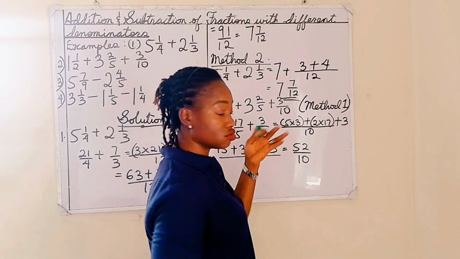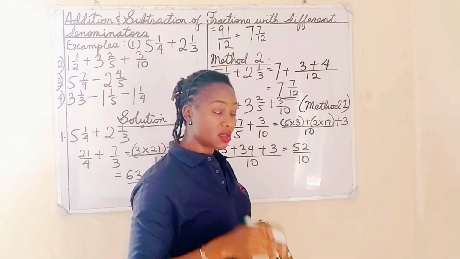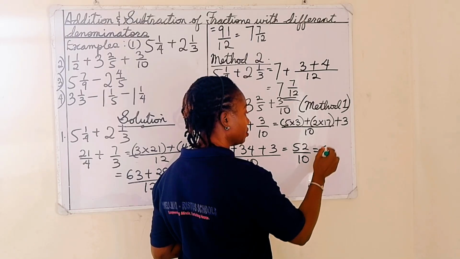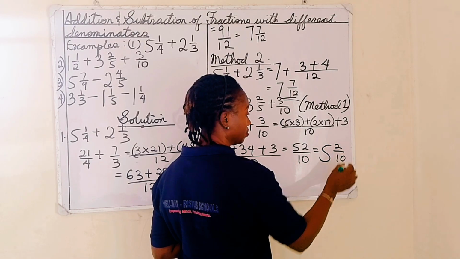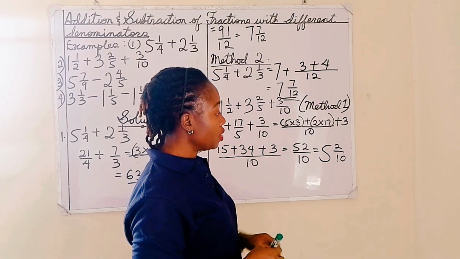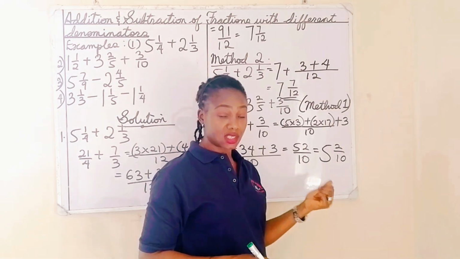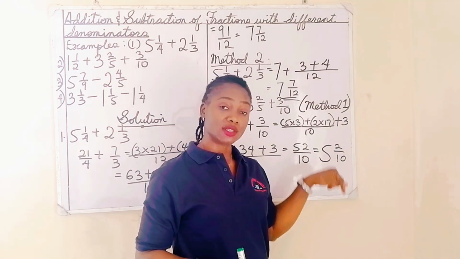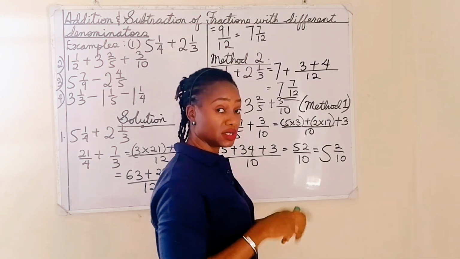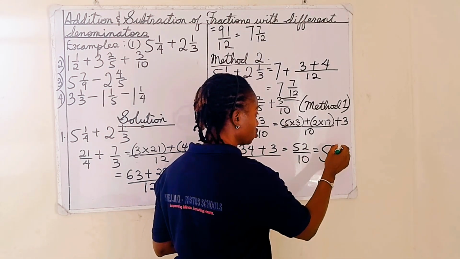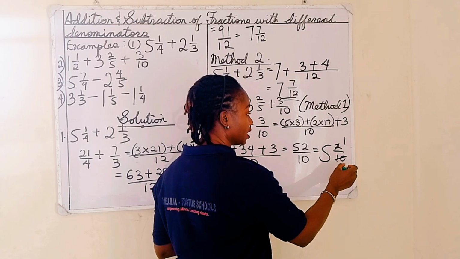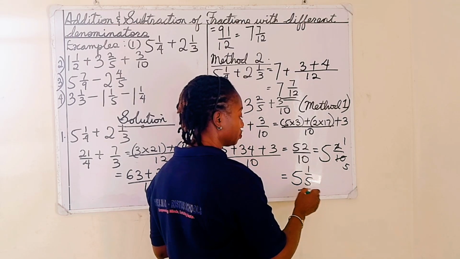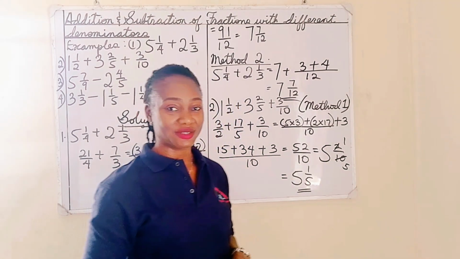So from here we are going to convert it to a mixed fraction. So 10 will go into 52 how many times? 5 times, remainder 2 over 10. But mind you, we are not going to leave our answer like this, because this fraction, 2 over 10, can be reduced to its lowest term. So we're going to reduce the fraction to its lowest term, and that gives us what? 2 will go into 2, 1, and 2 into 10, 5. That leaves us with what? 5 wholes, 1/5. And that's the final answer.